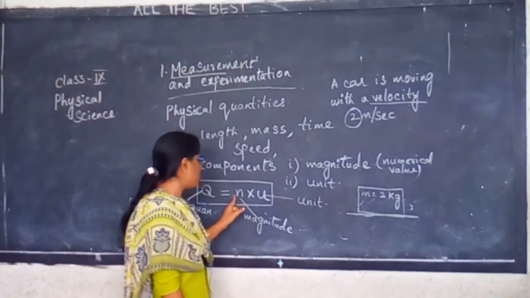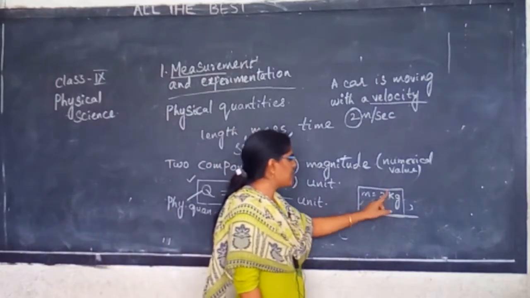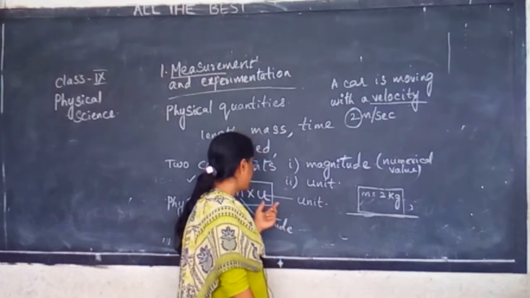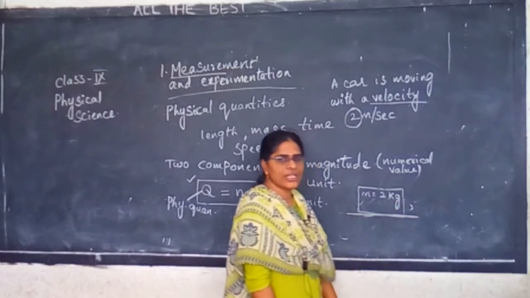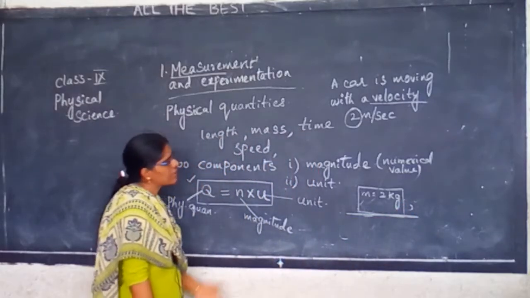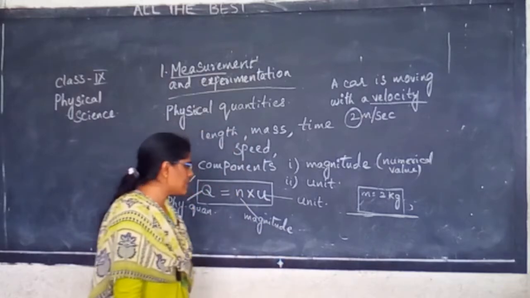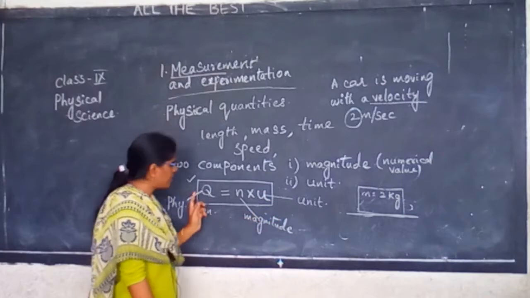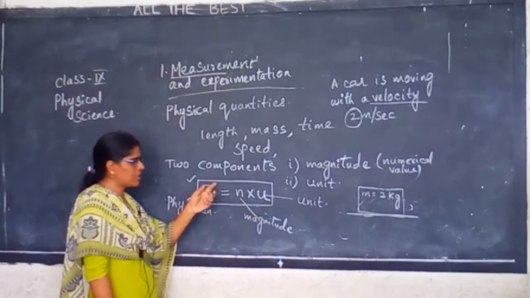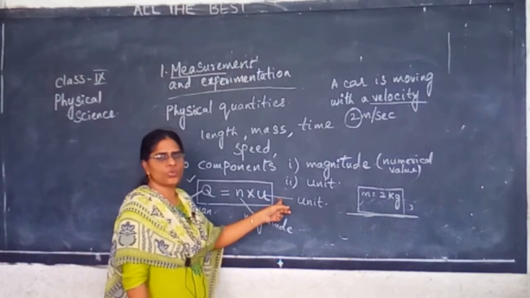Next, what should be there? A numerical value. 2 indicates the value. Next is unit. Kgs. Does it indicate the unit? Yes. Like this, there are so many physical quantities. All quantities we will represent according to the formula Q equal to N into U.